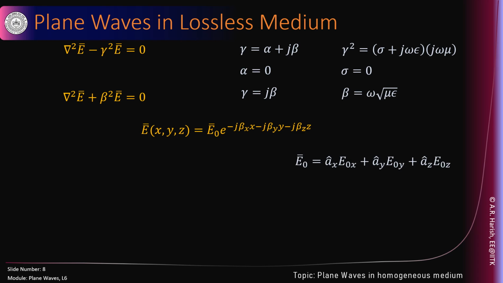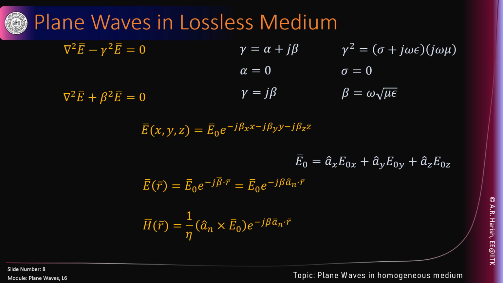E naught e to the power of minus j beta x x minus j beta y y minus j beta z z. And you can also think of beta bar. You can also write it as e to the power of minus j beta bar dot r bar. Yes, you can think of it. That's what I've written here. You can write beta bar as n cap beta and then write it in the same form. So the form is retained, and H is given by 1 upon eta, n cross E naught, exactly the same.